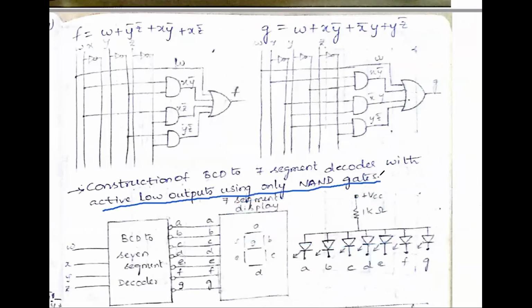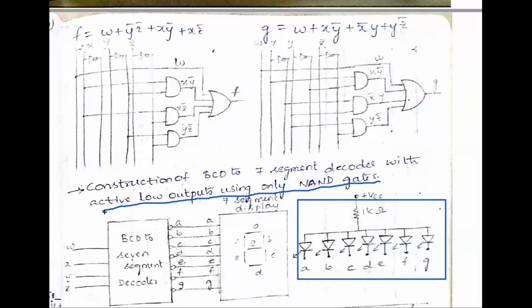NAND gates అంటే మీరు ప్రాబ్లం లేదు. The construction of BCD to 7-segment decoder with active low outputs. It is also called common anode. You can see the diagram. Circuit diagram మీరు వెరిఫై చేస్తే ఇక్కడ ఎలా ఉంది. All the diodes' anodes are connected as common and cathodes are left open. That is, we have to connect the input to A, B, C, D as logic 0. ఇక్కడ మీరు వెరిఫై చేస్తే we are going to use the 7-segment decoder with active low.